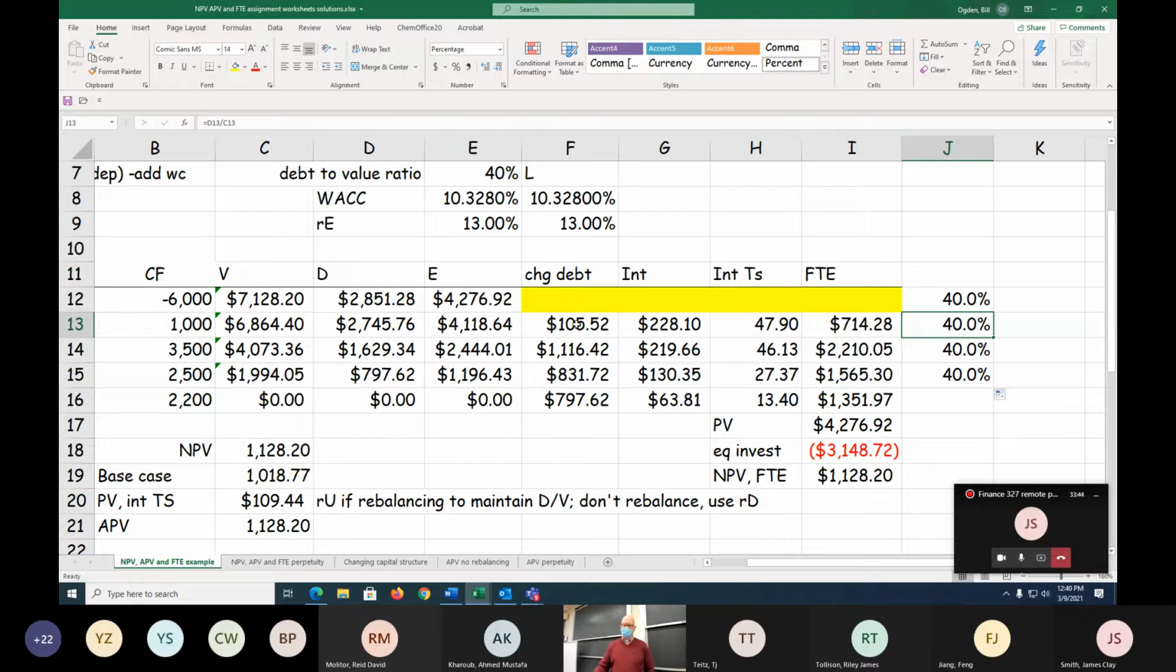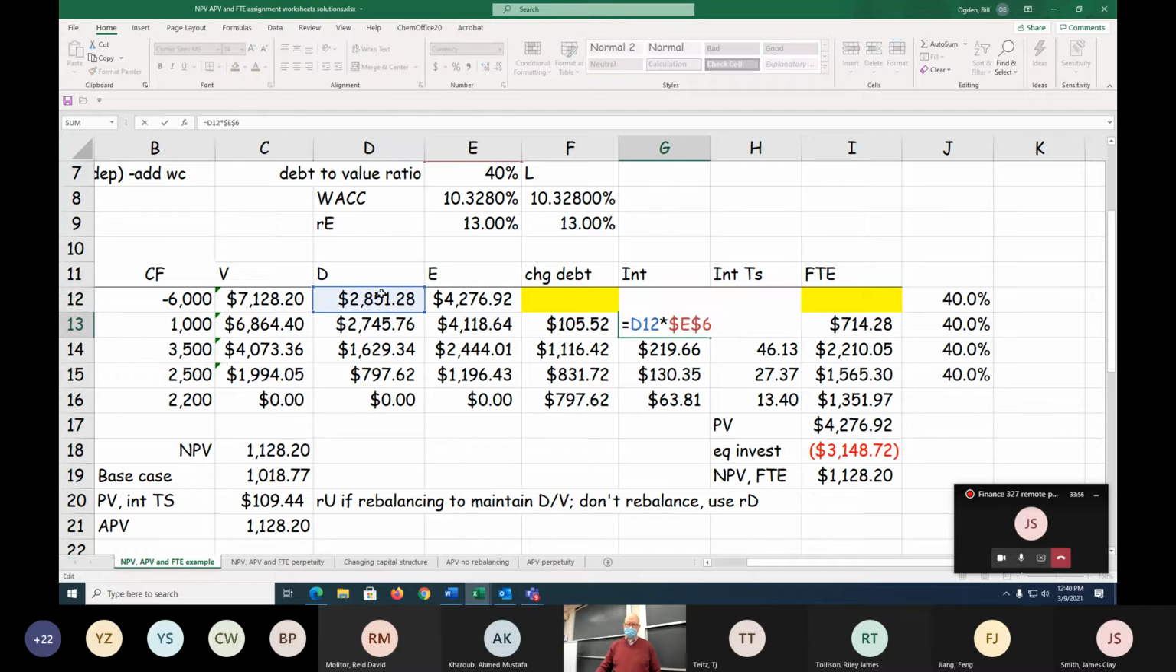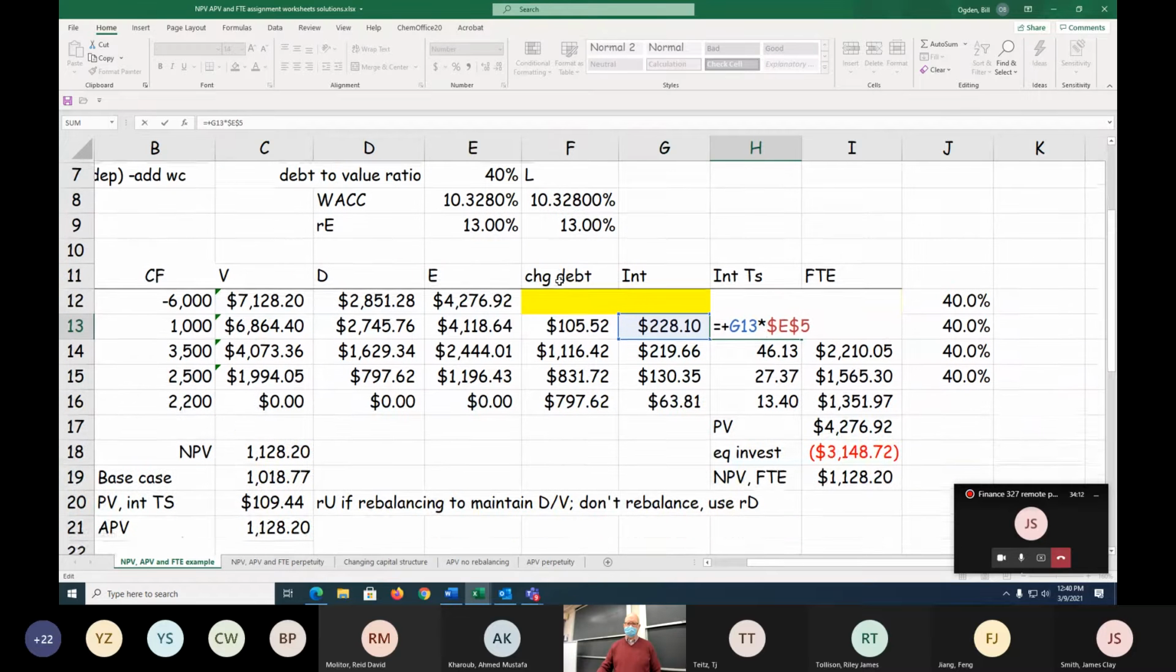Okay, so we have the change in debt, the interest. Just think diagonal, beginning of the year debt. So we borrowed this much initially, and we'll pay interest on that number, not this number, this one. And anytime, anywhere, anytime you have interest, you have a tax shield equal to the interest times the tax rate. So I just take the interest times the tax rate.